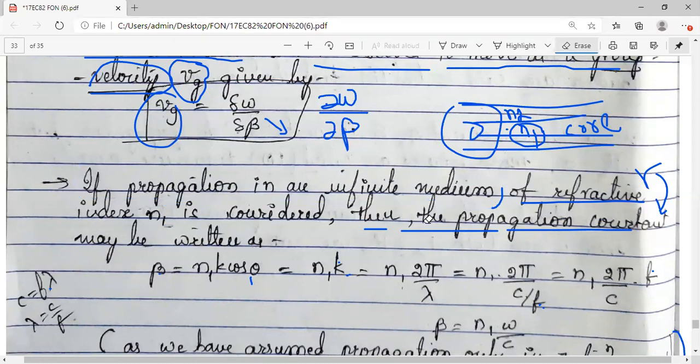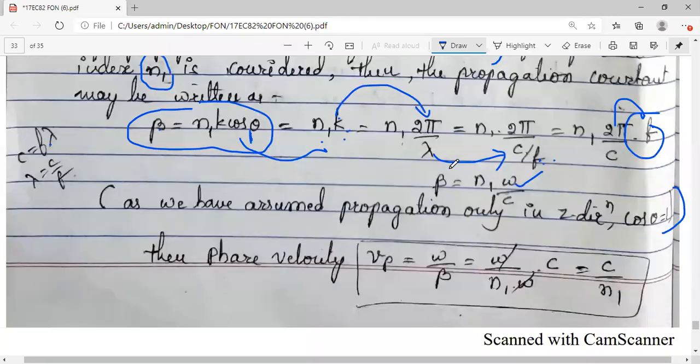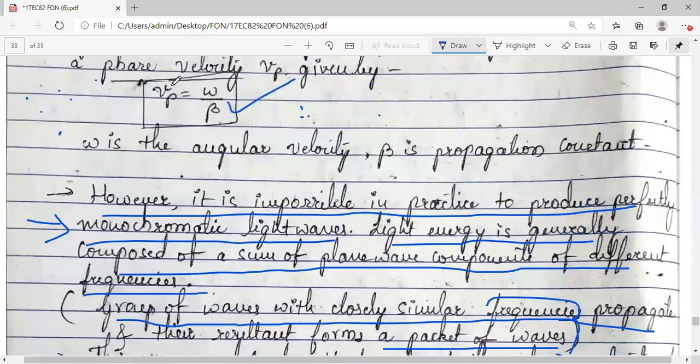For that, we consider the propagation of light wave inside the core material, which is having the refractive index n1. From that, beta is equal to n1 into k, with substitution of cos theta equals 1, because propagation is considered only in z direction. Beta will be equal to n1 into k, k is 2 pi by lambda, lambda is c by f, then frequency take it to the numerator, club 2 pi f, which will become omega. This is your beta, only beta. But how do we define phase velocity? Vp, phase velocity, is equal to omega by beta.